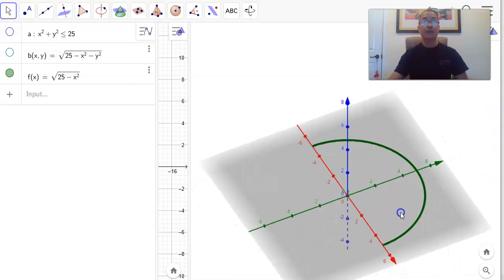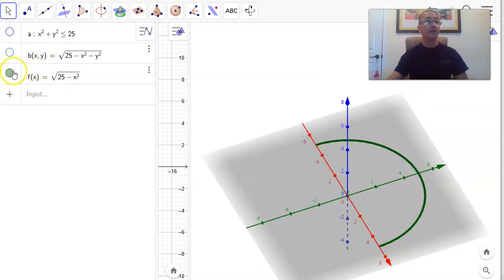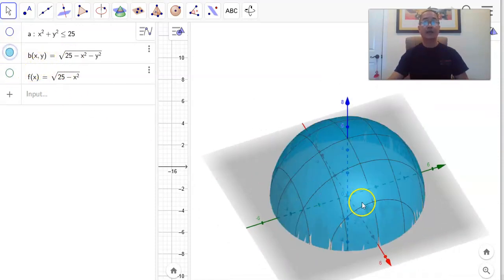So similarly, this function that we have is the upper half of the sphere x squared plus y squared plus z squared equals 25. Same idea. Solve for z, you'll get the square root of 25 minus x squared minus y squared.